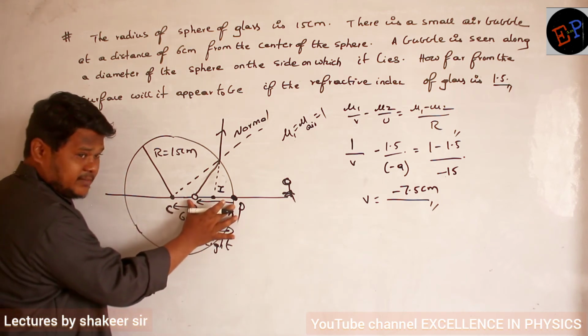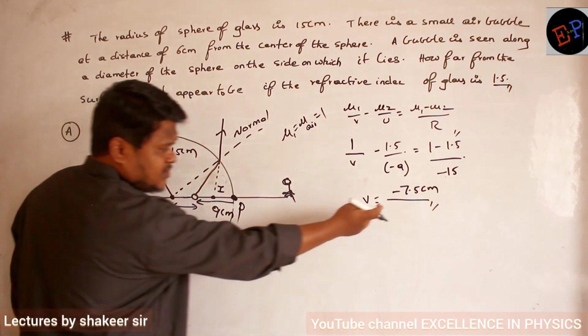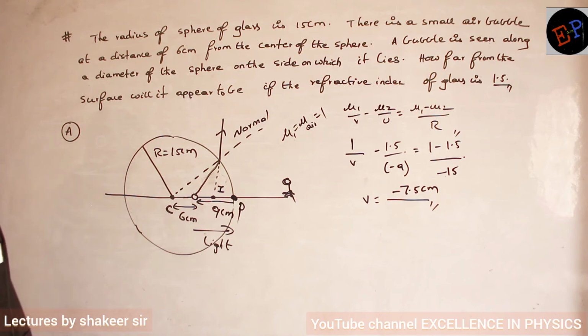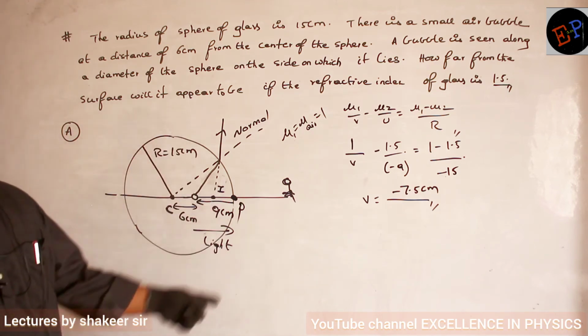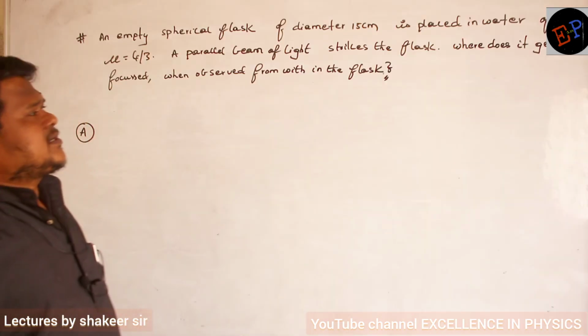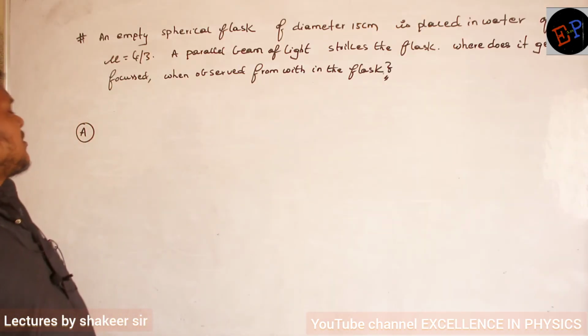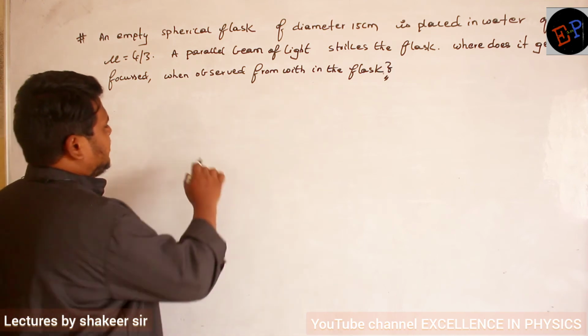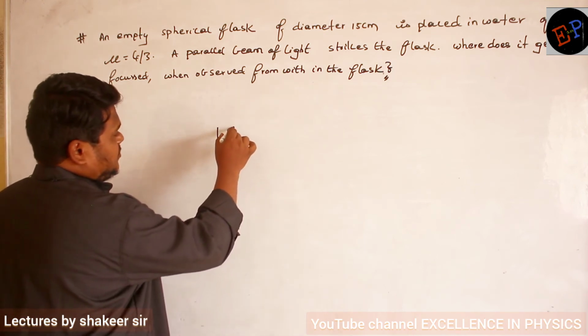Object distance is 9. Image distance is only 7.5. Okay. So this is how you can create image in the case of refracting surfaces, convex or concave. 15 centimeter is placed in water of refractive index 4/3. Clear? So let us draw a flask first of all.